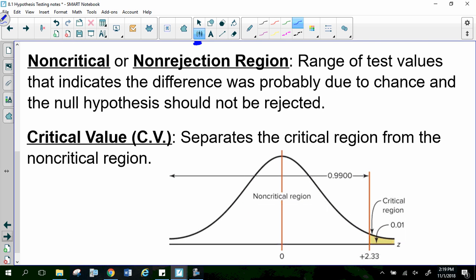That's just a picture. This is your critical value. This is the critical region. This is the non-critical region. The 0.01 is your alpha. The other one's alpha minus 1.